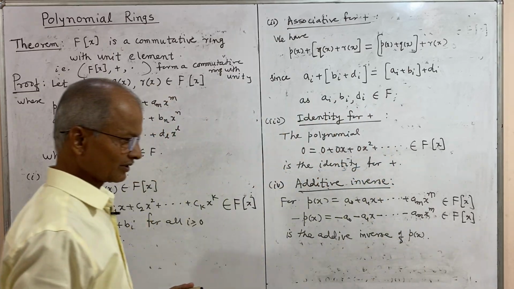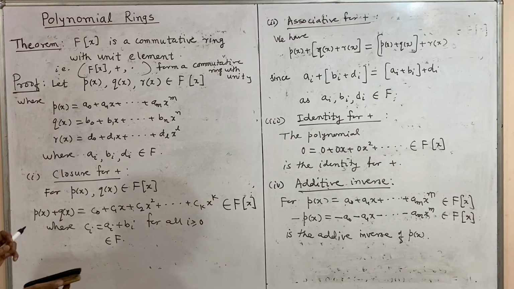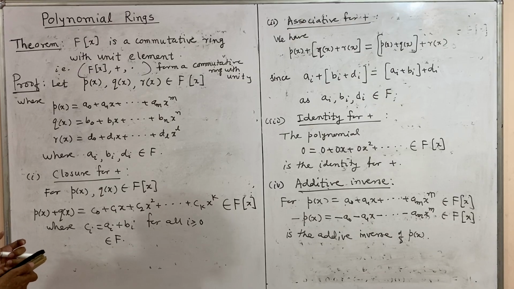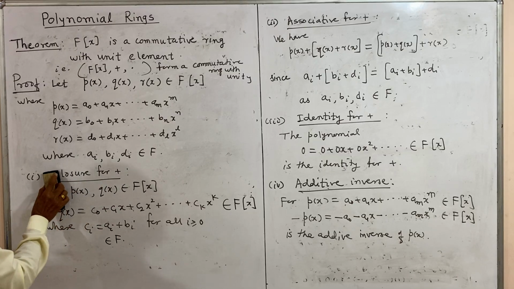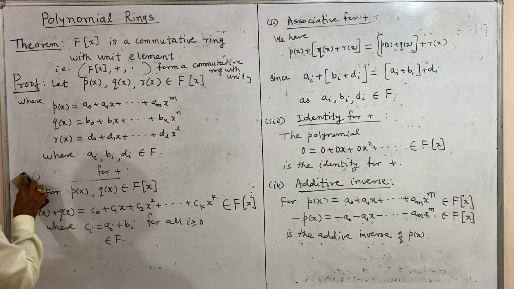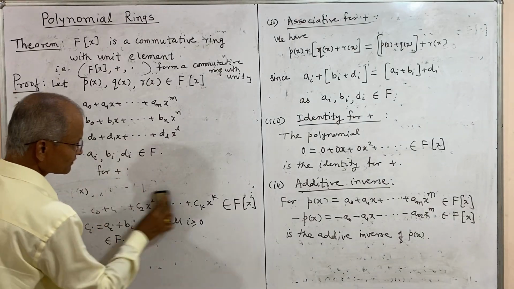It is additive inverse of p of x, and thus it forms a group. And now see, one abelian group for addition. So commutative for plus, that we shall prove. Commutative for plus. Fifth property.